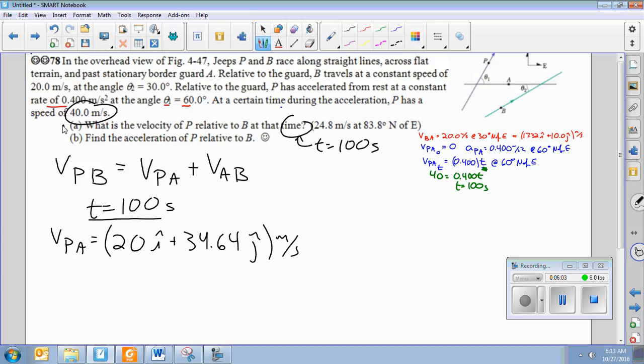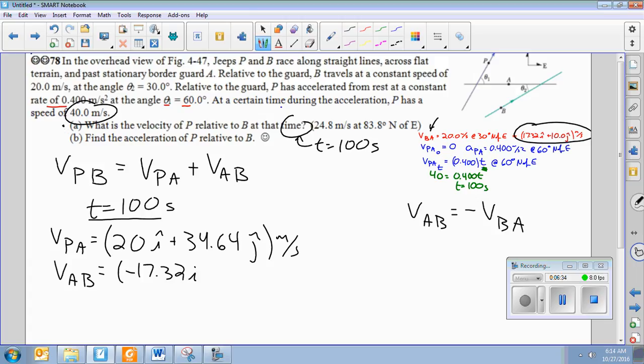And we know that the velocity of A with respect to B, do we know that? Sort of. So over here, I know the velocity of B with respect to A. So remember, the velocity of A with respect to B is just going to be the negative of the velocity of B with respect to A, right? So all I'm going to do is use these numbers but make them negative, right? So that's going to be negative 17.32 i minus 10 j meters per second, right? So we can now use all of this stuff. Scroll down.